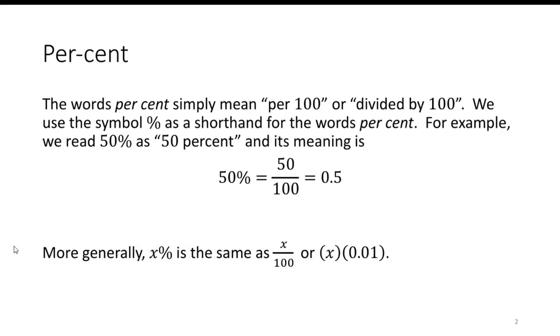The words per and cent simply mean per hundred or divided by 100. We use the percent symbol as a shorthand for the words per cent. So for example, if you see 50 with the percent symbol, 50%, its meaning is 50 divided by 100, which is 50 hundredths, and that's a fraction, or 5/10 as a decimal. More generally, x percent is the same as x divided by 100, or x times 1/100.